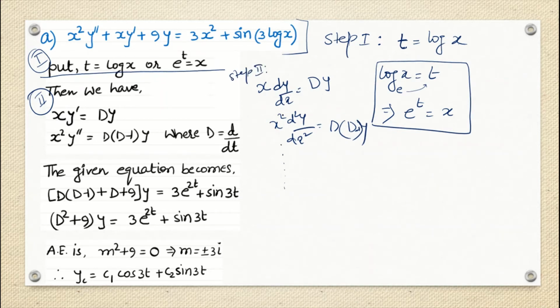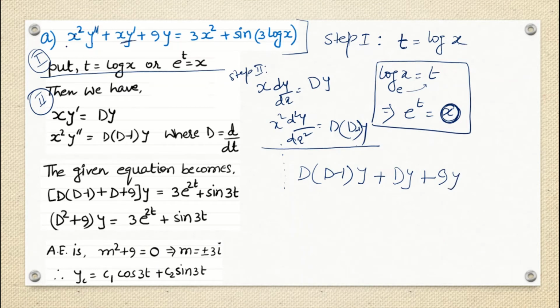For that, I will check what the order is right now. This is your d2y by dx square, so I'll just stop here. What we are writing down: x square y double dash will be nothing but D(D minus 1) y, plus x y dash. So x y dash is nothing but Dy, fine, plus 9y. This is what I'm writing down for the left hand side. The very first line is this much.